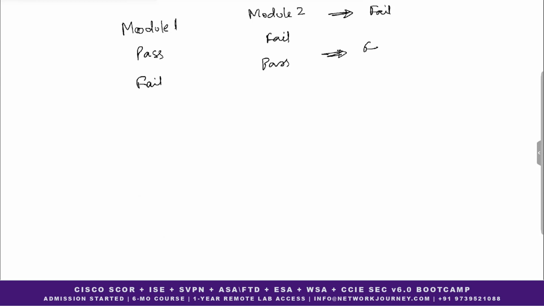Scoring depends on both. Now, let's say you did well with module 1, you pass, but module 2 went bad, then the outcome is also fail. If you did bad here, but did good over here, then also the outcome would be fail. You need to pass both with the minimum score, then you are pass.